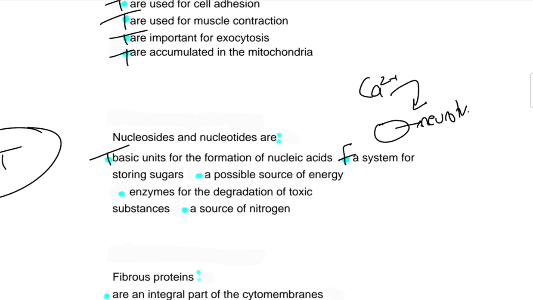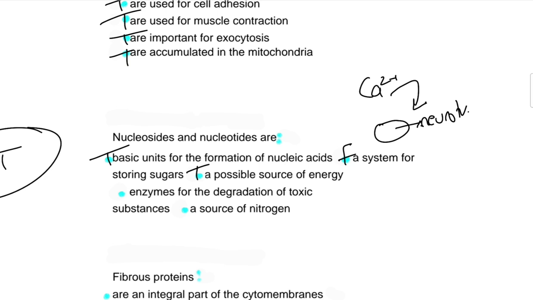Okay, nucleotides, yes, they have the ribose sugar, but it's not a system to store the sugar. The sugar is just stored in a glycogen form to form the glucose, which is 6 carbon. Ribose is 5 carbon, cannot be stored. A possible source of energy, this is correct. Nucleosides and nucleotides can be a possible source of energy since they have some glucose, not glucose, they have pentose sugar, some kind of carbohydrates inside.